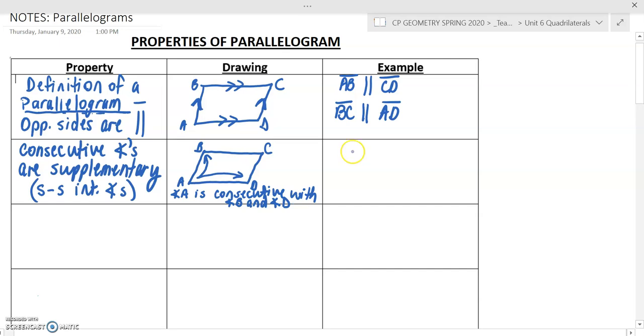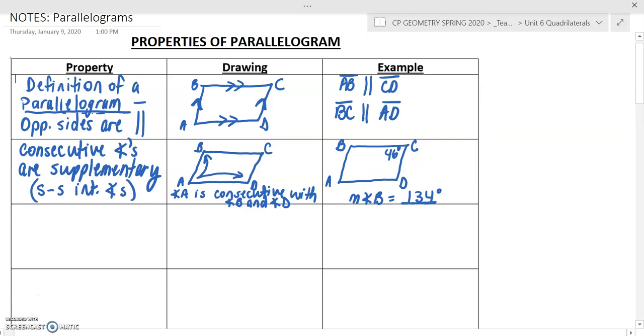Okay, so I'm going to do an example. Give it the same vertices. If angle C were 46 degrees, for example, then the question is, what would be the measure of angle B? Obviously you know that 180 minus 46 is 134. So angle B would be 134 degrees.